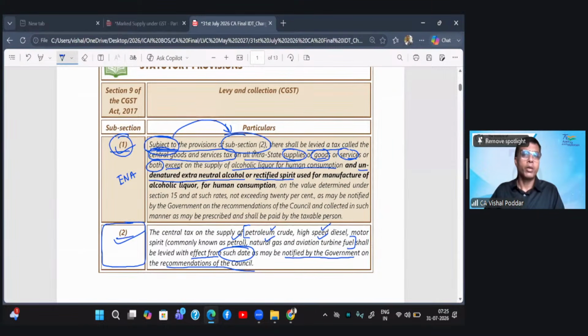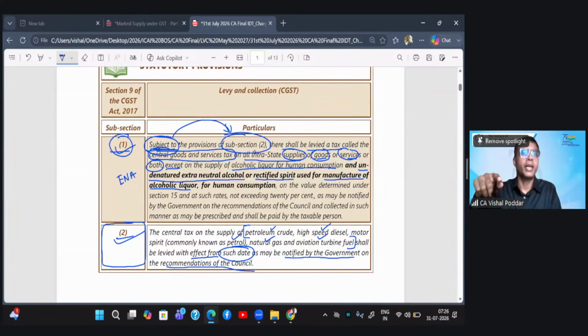Now, importantly, what is this ENA or rectified spirit used for? Students, you should know that it is the main raw material for manufacture of alcoholic liquor. Interestingly, just to inform you, there was a case going on in the Honorable Supreme Court over this point. And somehow, before the judgment came, this amendment was brought into our act saying that this is not covered in GST.